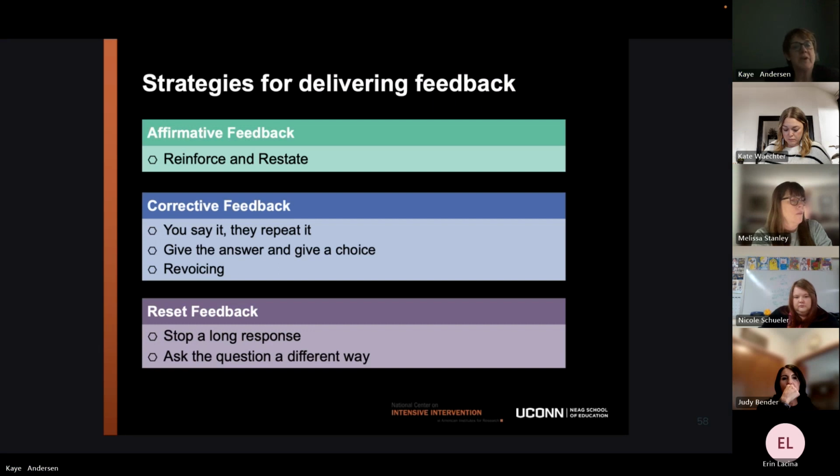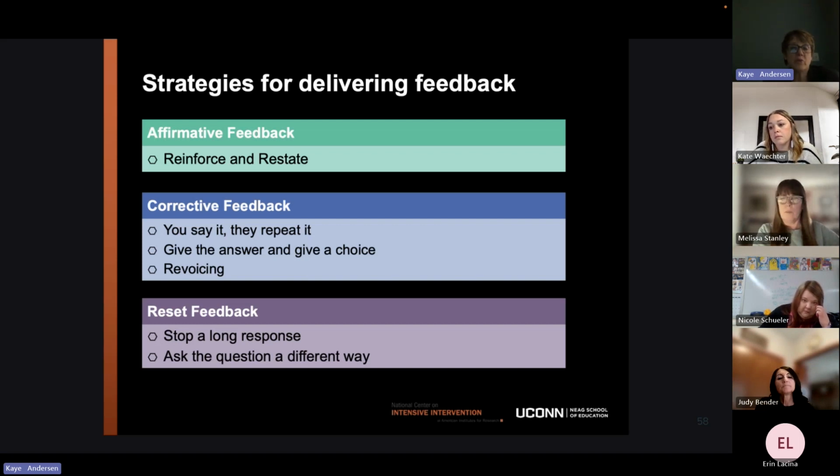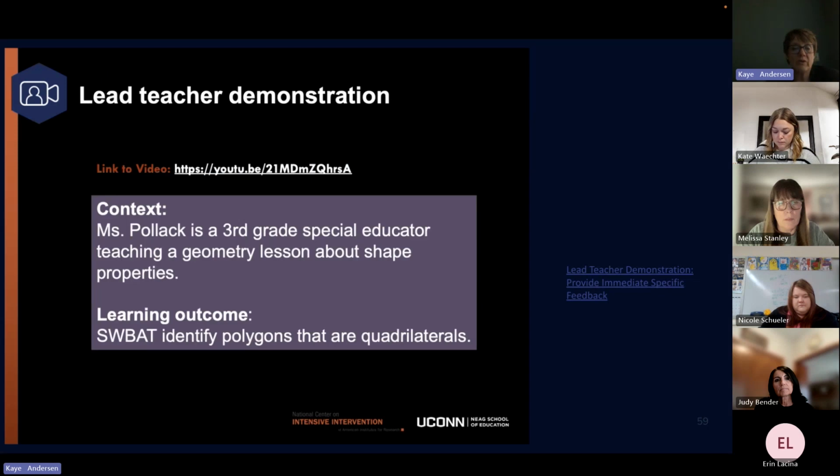So again, there are 3 different types of feedback. We can give affirmative feedback, corrective feedback, reset feedback. These are some of the hardest things for us to change because these are habits that we probably developed over time. But think about this in your classroom, especially when you're giving one-on-one feedback to a student. How can you get that to end with you giving affirmative, positive feedback every time you walk them through corrective feedback or you've had to reset their feedback?